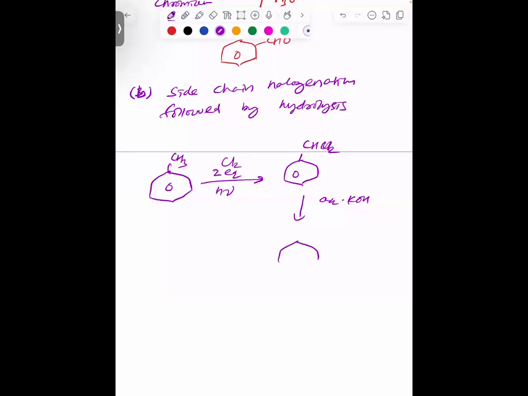hydrolysis. 2 chlorine will be replaced by 2 OH, and it will remove 1 water molecule, because we know if one carbon has 2 OH groups, then it will release 1 water molecule immediately. So this is the next step. Write it down.